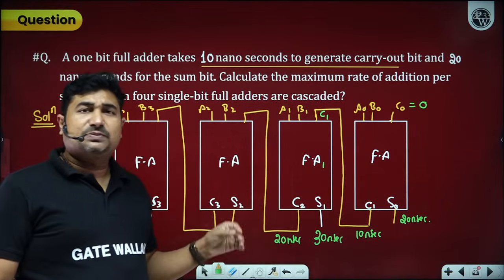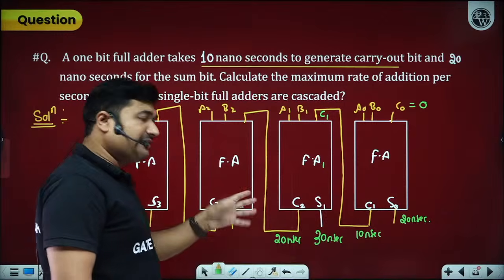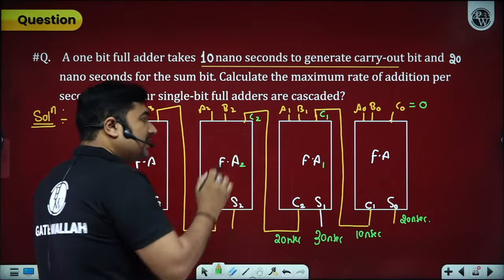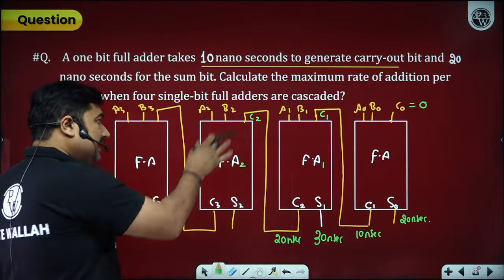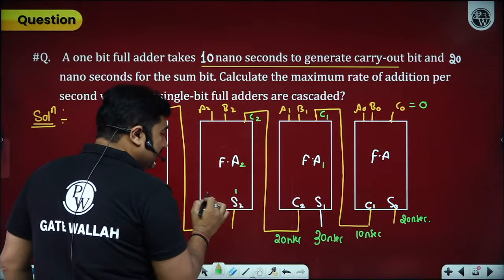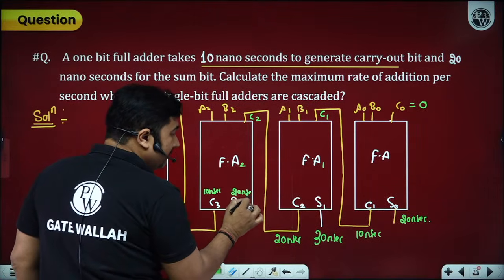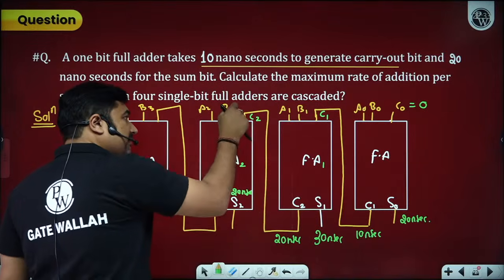Irrespective of whether S0 is present or not, S1 is present or not, we have C2. If we have C2, it means the valid data on full adder 2 is available. Now it would take 10 nanoseconds to generate the carry bit and 20 nanoseconds to generate the sum bit. After 20 nanoseconds, we have valid data.